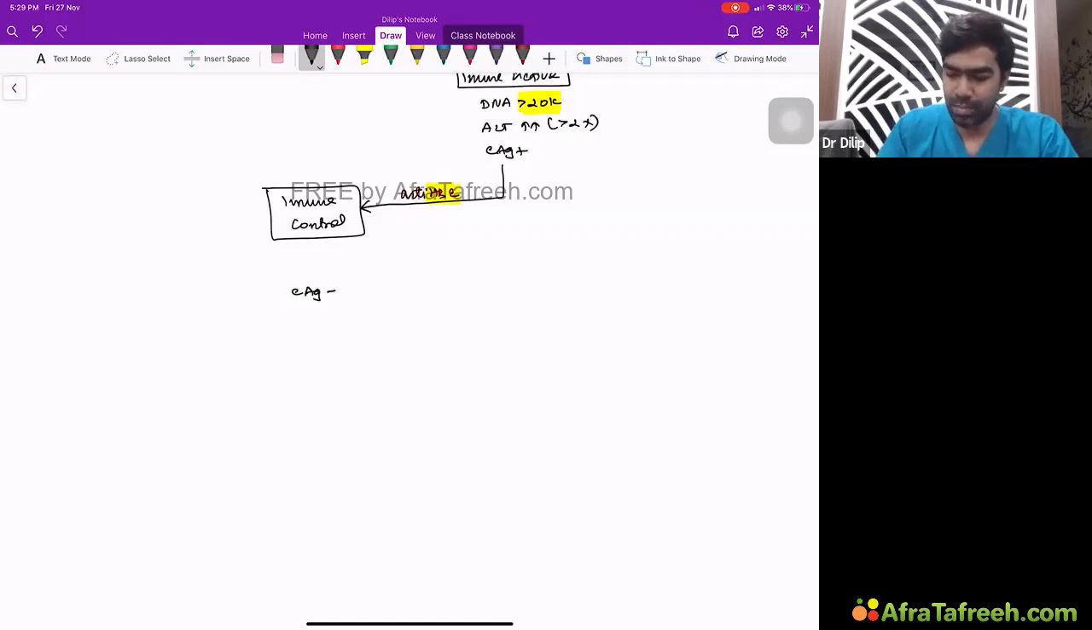So this appearance of anti-HBe and the disappearance of E antigen is what we clinically call seroconversion, and it is one of the targets for different drugs that we use for therapy. We'll talk about that later on.